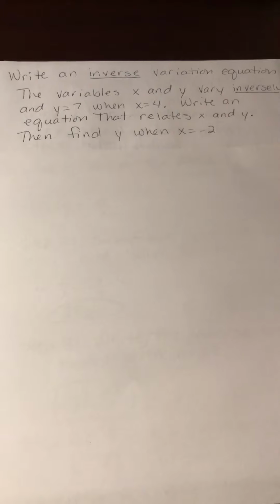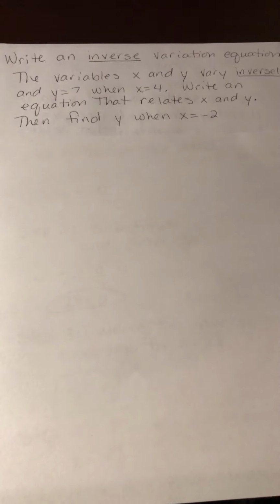So here's my example. Write an inverse variation equation. The variables x and y vary inversely, and y equals 7 when x equals 4. So this time we're going to write an equation that relates x and y, which we did before, but this is a different variation model. And then we're going to find y when x equals negative 2.